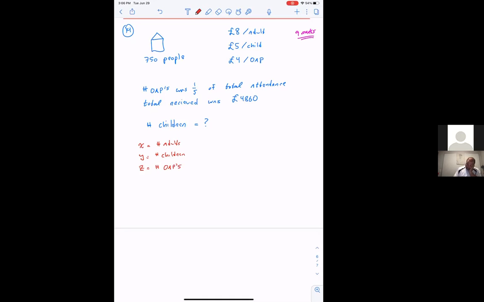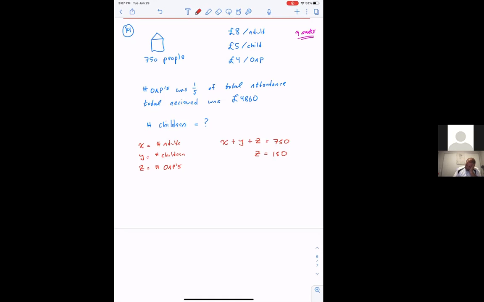We have 3 unknowns. So if I want to use the matrix method, I better have 3 equations. Well, let's see what I have here. 750 people. So the number of adults plus number of children plus number of OAPs has to equal 750. The number of OAPs was 1/5 of the total attendance. So Z is 1/5 of 750, which is just 150. That was a nice simplification.